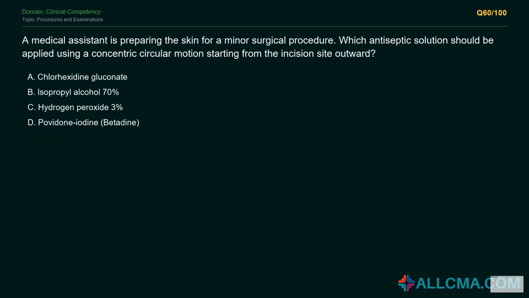Question 60. A medical assistant is preparing the skin for a minor surgical procedure. Which antiseptic solution should be applied using a concentric circular motion starting from the incision site outward? Option A. Chlorhexidine gluconate. Option B. Isopropyl alcohol 70%. Option C. Hydrogen peroxide 3%. Option D. Povidone iodine, Betadine.